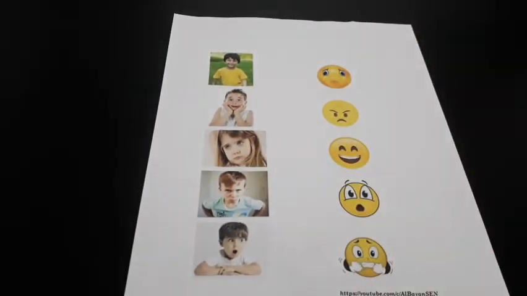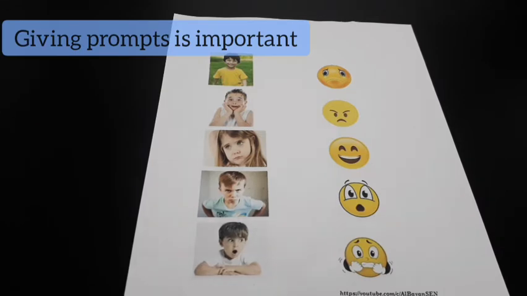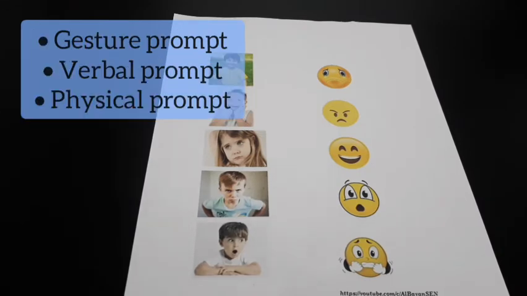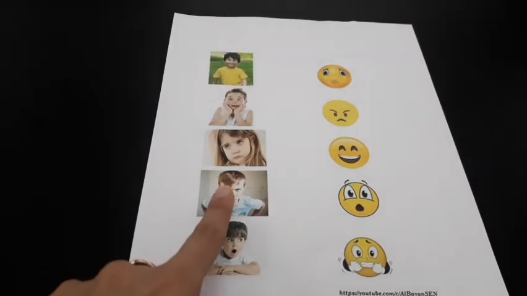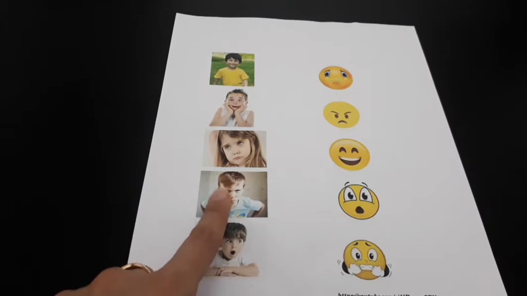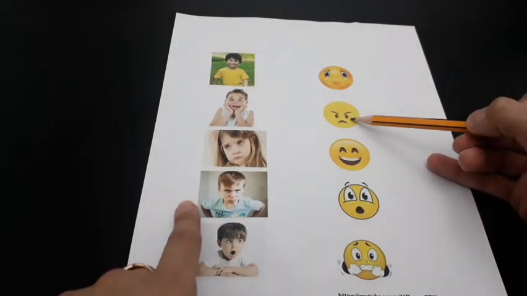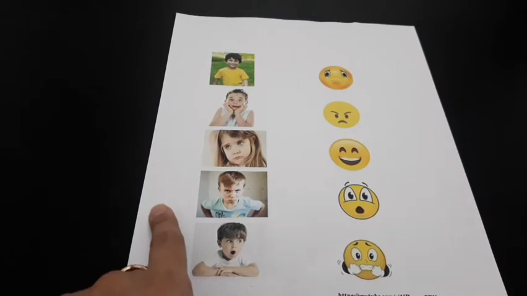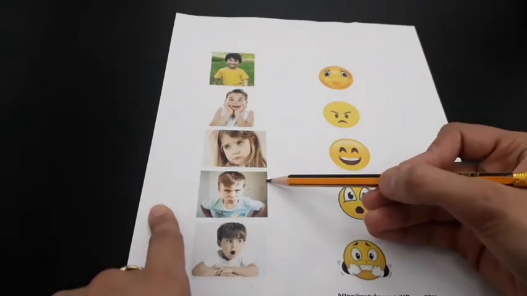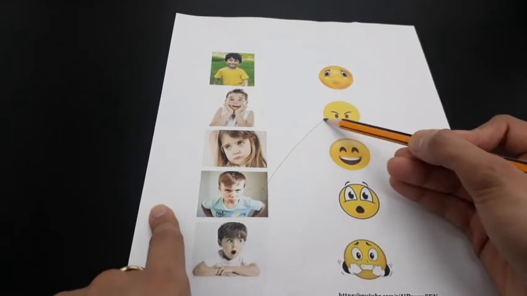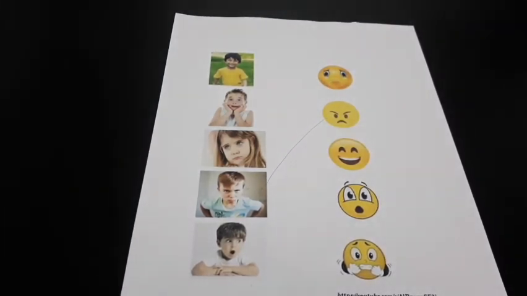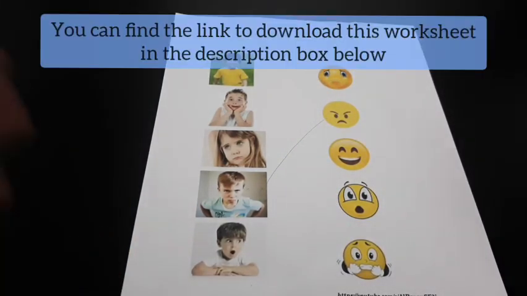If he or she is not able to point, you can give a gesture prompt, physical prompt, or verbal prompt. For example, if the child points towards the angry one, you let him or her recognize where the emoticon of that emotion is. So the child recognizes that here it is. Now you ask the child or the client to match it. So 1, 2, 3, here we go. Match.